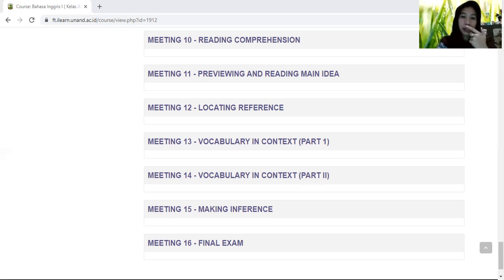Because if you read less, your experience about this context is lesser. So that's why what you have to do is you need to know more, you need to read more so that you can get more experience.